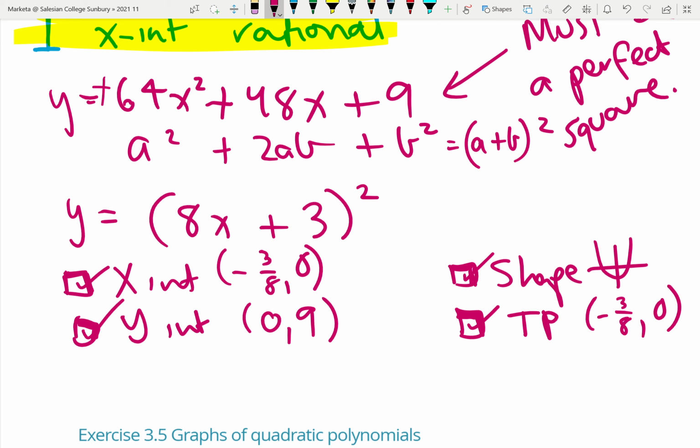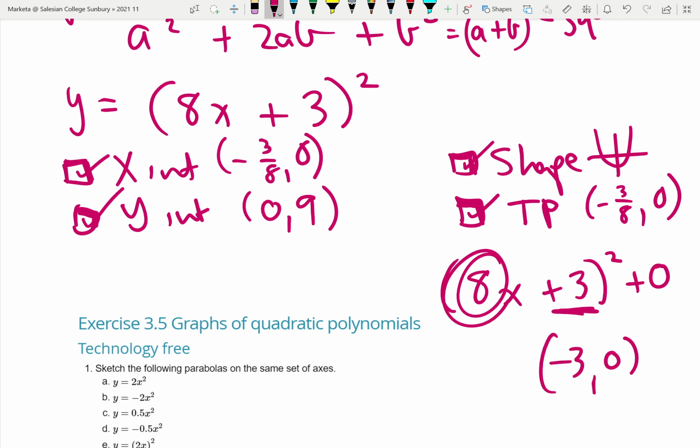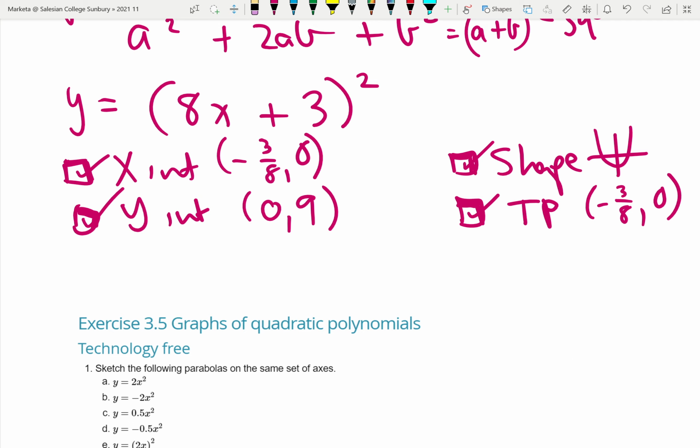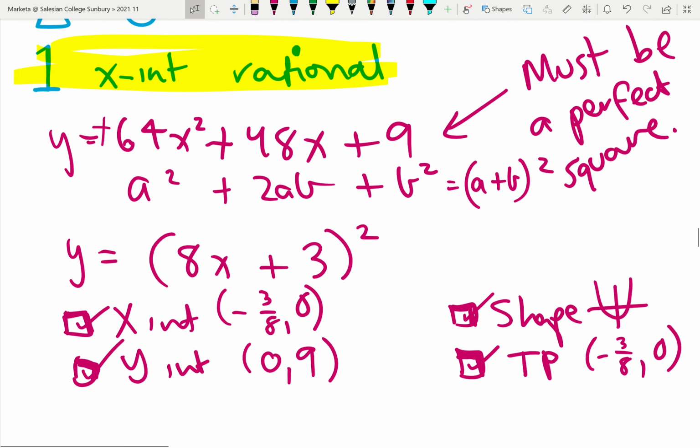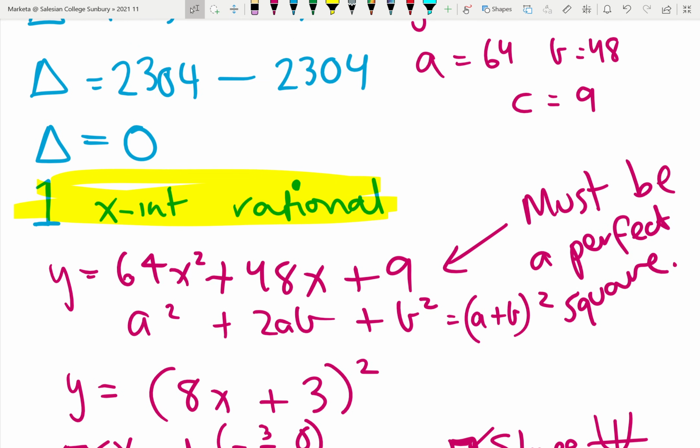And look, just to point out, this is a little bit weird, this one. You are not going to say that the turning point is negative 3, 0 because of this 8. So that 8 kind of ruins it for us. And I'm not going to go into that now, but for the sake of this, I just wanted to point that out. So look, that's all the examples from 3.5. You might like to look back at other videos for things like perfect squares, completing the square, and the transformation video.